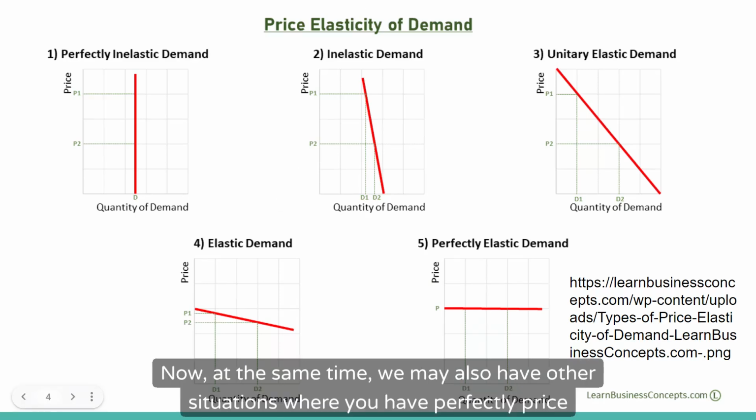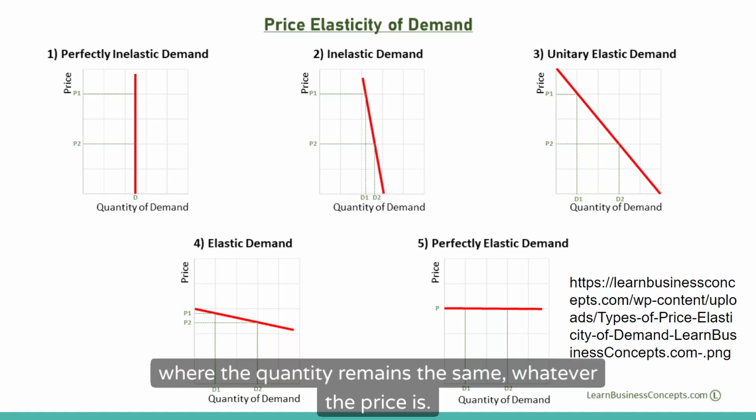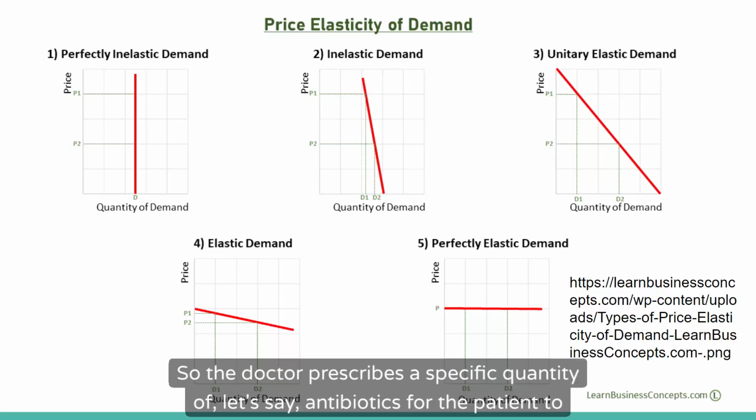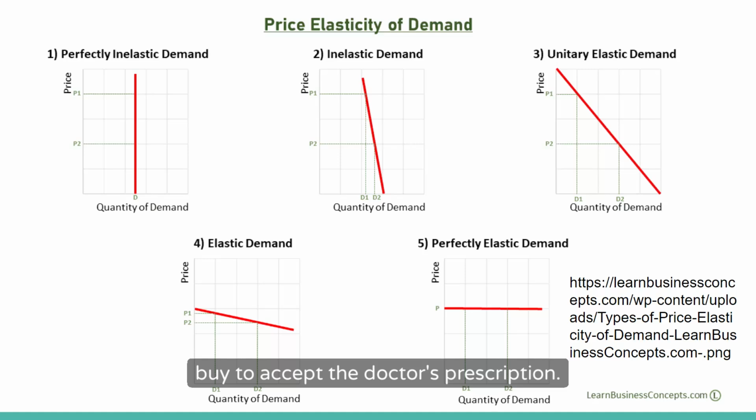Now, at the same time, we may also have other situations where you have perfectly price inelastic demand. This is case number 1, where the quantity remains the same whatever the price is. So this could be the case of medication. The doctor prescribes a specific quantity of, let's say, antibiotics for the patient to consume. So whichever price they charge, the consumers or the patients are assumed to just accept the doctor's prescription. So they will just buy the quantity. So the price doesn't actually affect the quantity itself.